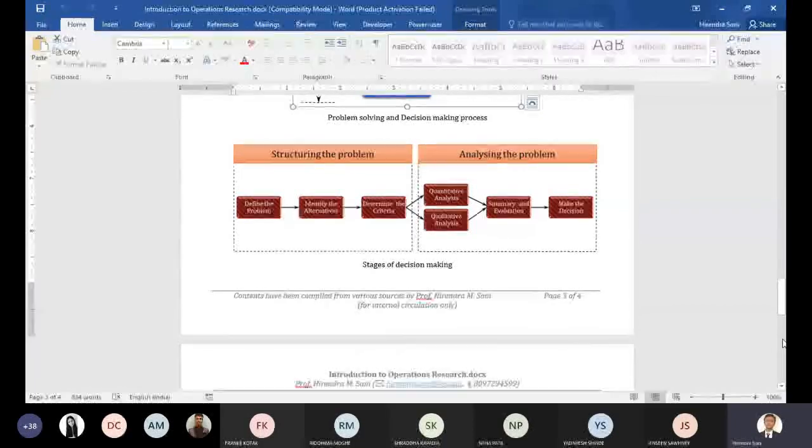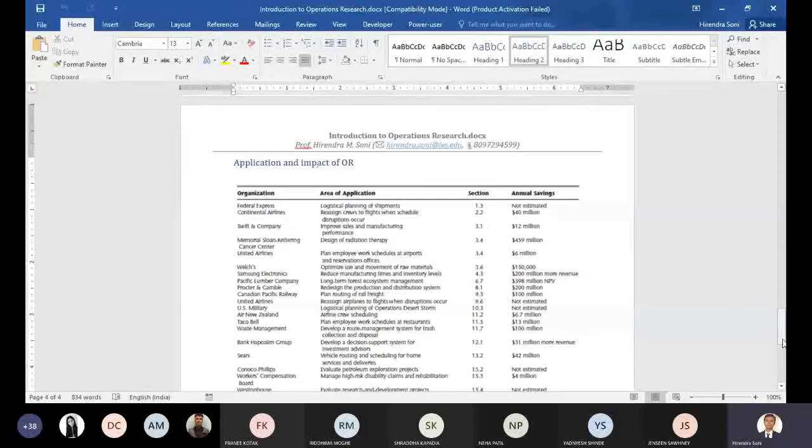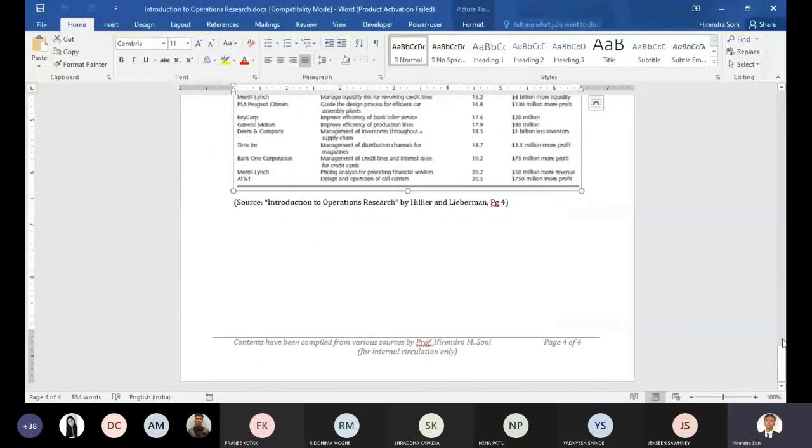And analyzing the problem is done in two parts: quantitative analysis as well as qualitative analysis. Then the outcome of those analyses is summarized and evaluated, and based on that an appropriate decision is taken. Okay, so these are the application areas which I have already shared with you all.